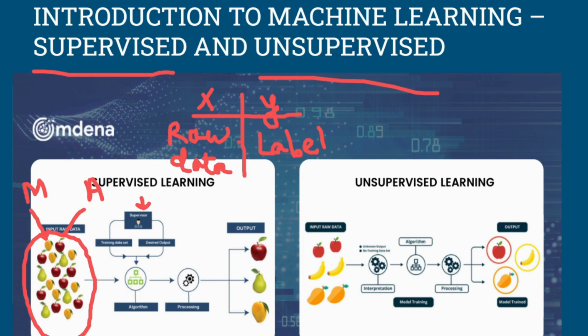Once x and y, which are the common notations for input and output, or raw data and label, have been created, then the algorithm will learn a relationship to identify from raw data which is the label. That means it will learn to identify y from x, or y given x. These are common notations in data science, x and y.